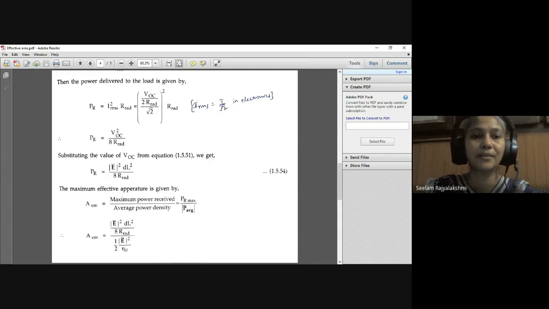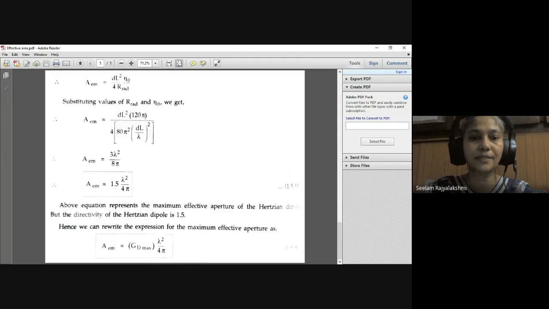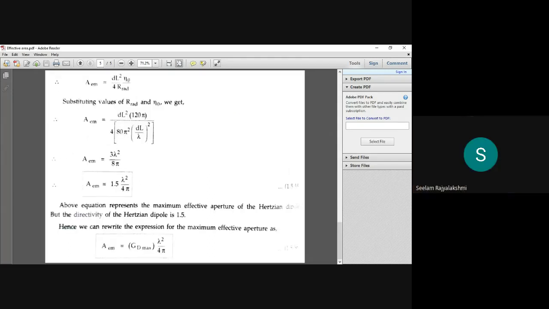Substituting the value of voltage from equation 51, we obtain PR equals E squared dl squared by 8 R rad. The maximum effective aperture is given as AEM equals maximum power received by the average power density, so PR maximum by P average. PR maximum is E squared dl squared by 8 R rad, and P average is half E squared by eta naught. So AEM equals dl squared by 4 R rad into eta naught.